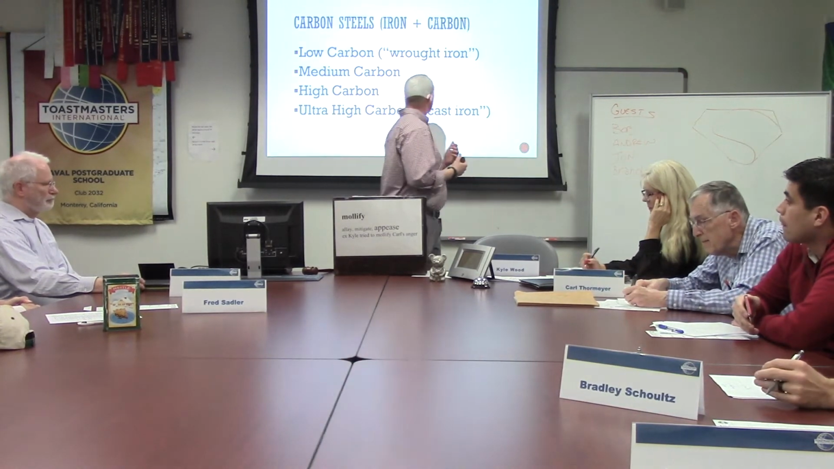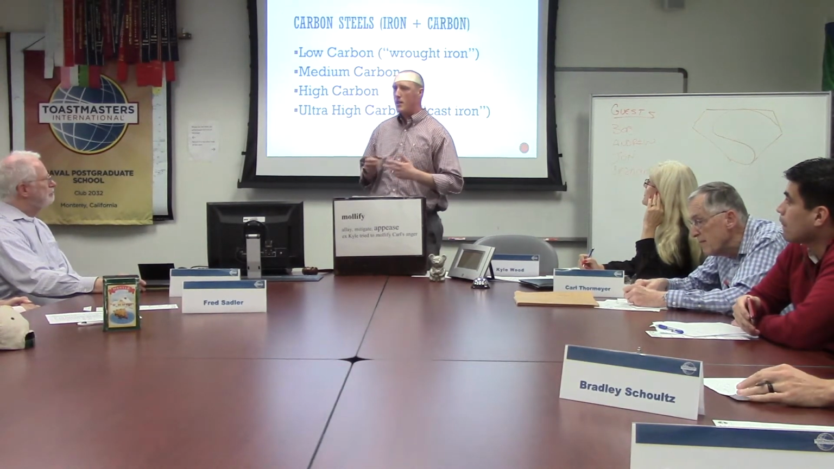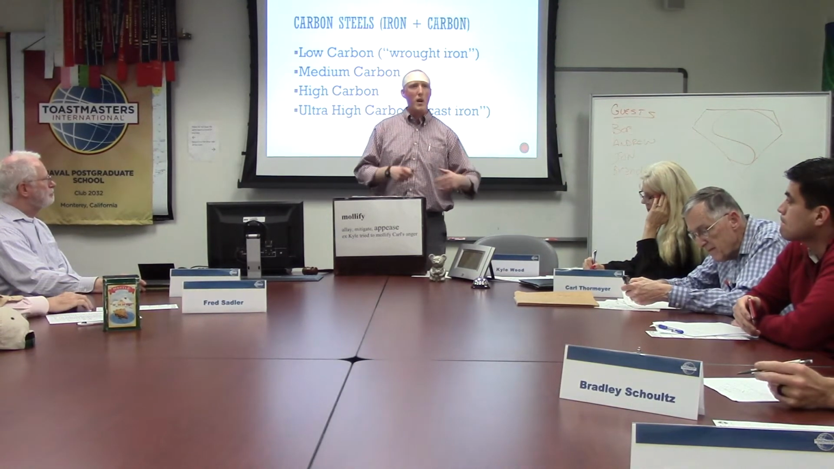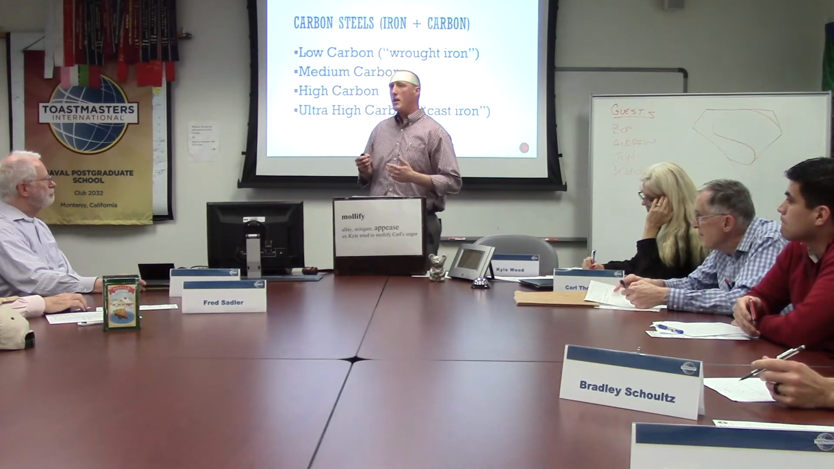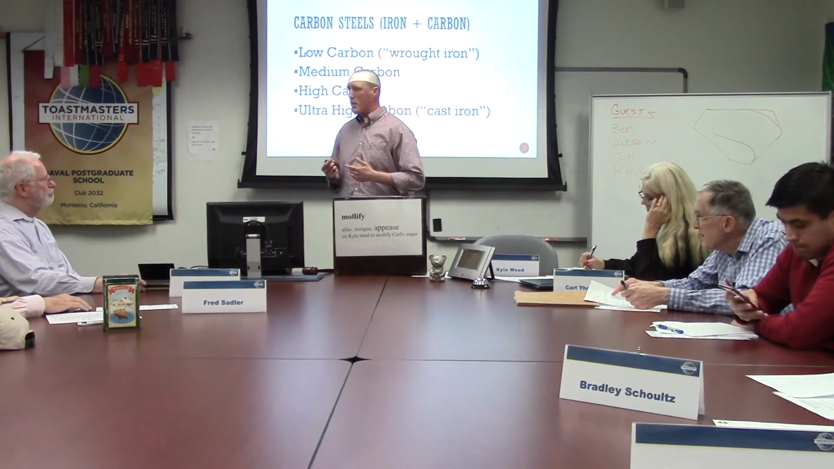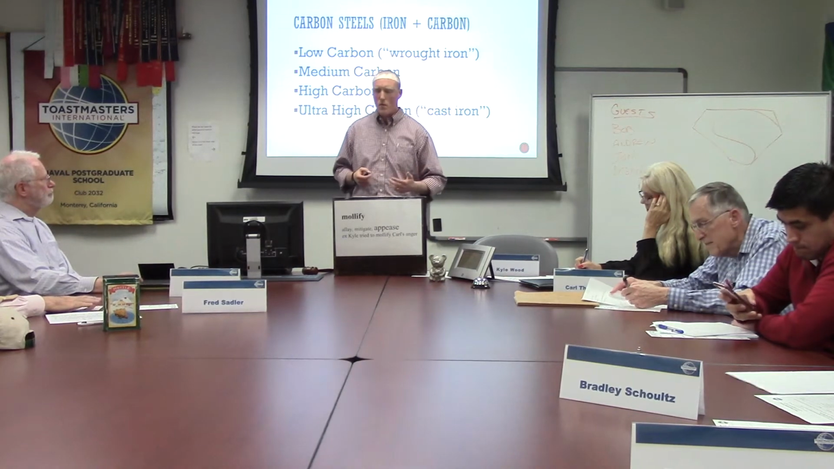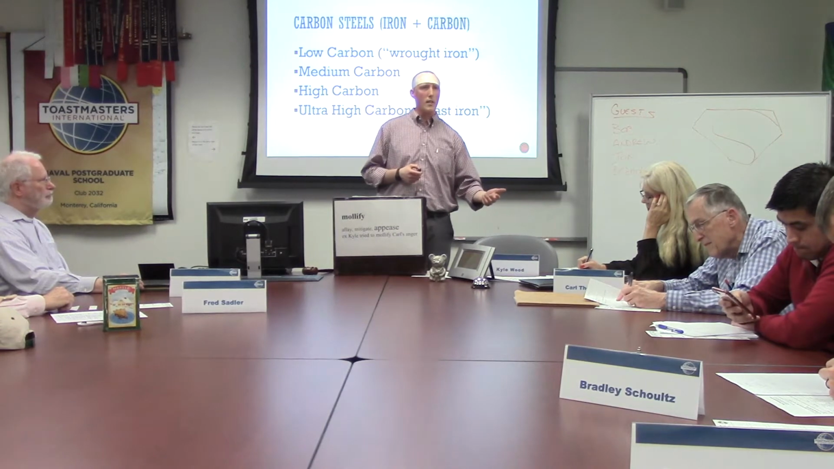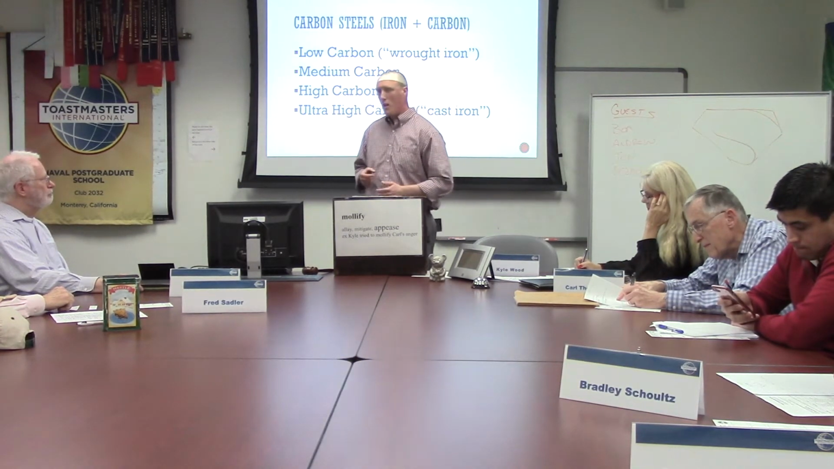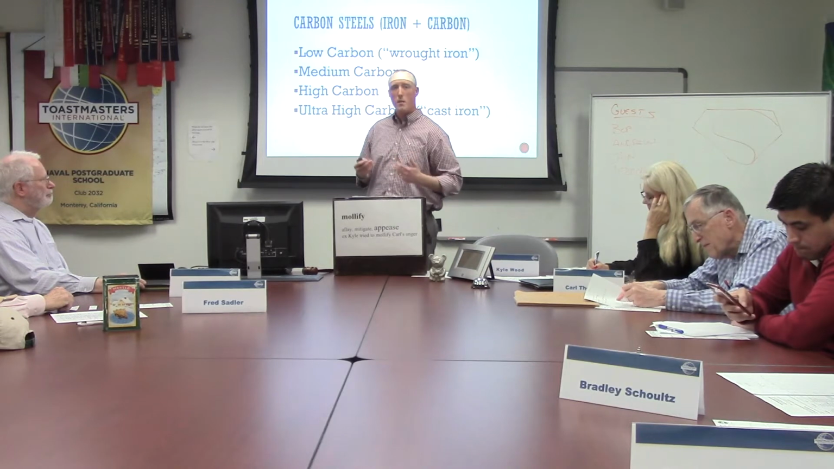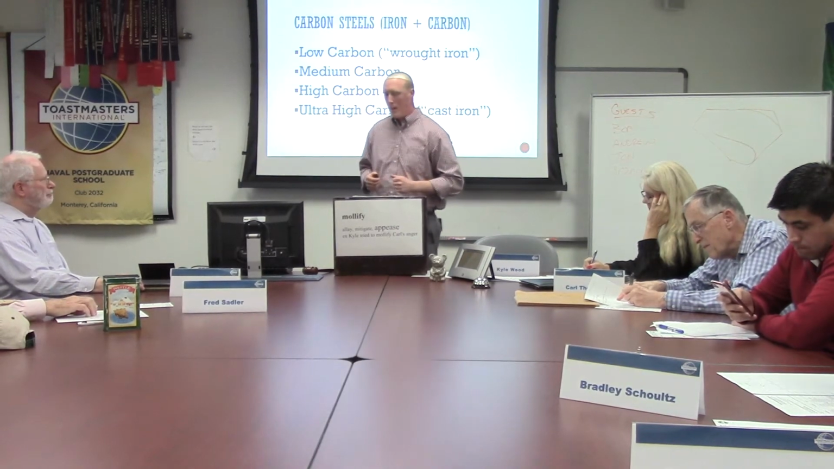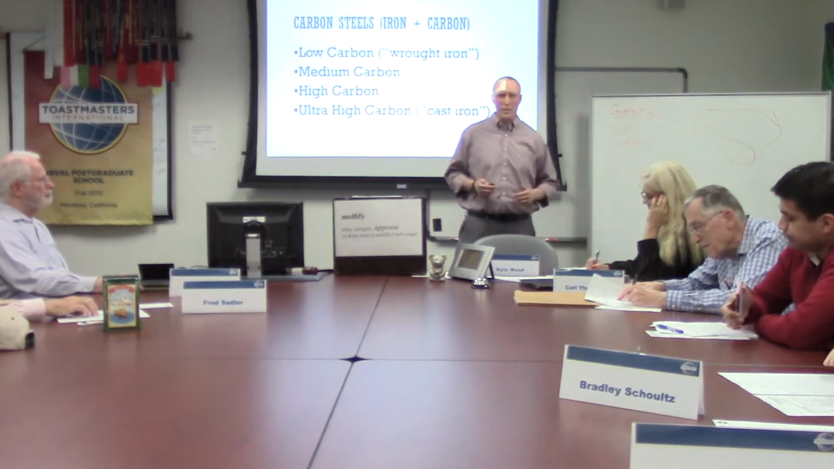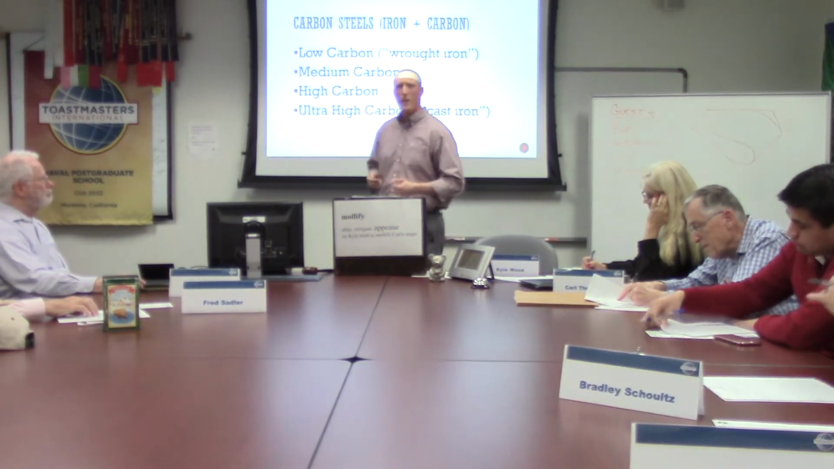Low carbon is easy to work and is used for constructing decorative pieces, usually like fence posts and decorative mailboxes. Medium carbon steel is used for large structures like bridges. High carbon steel is used for wires, and a lot of knives use high carbon steel, which I'll get to in my experience, but that's where my interest started, was with knives. And then ultra high carbon, also known as cast iron, is your pots and your pans, basically. Very hard, but also very brittle.